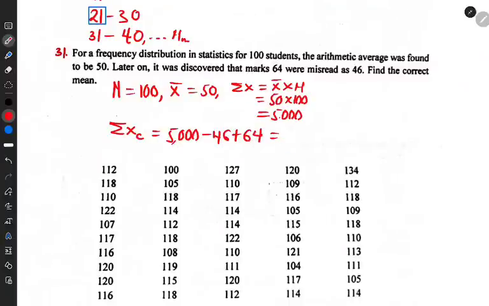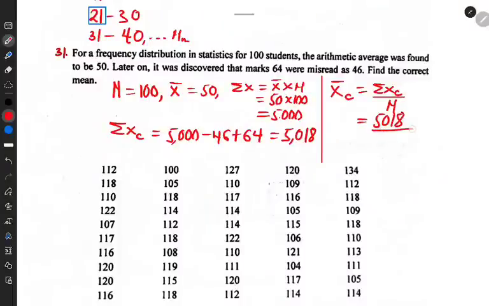And we're supposed to get a total value of 5,018. Once we get 5,018, we can then find the correct mean. So the correct mean, x bar subscript c, is supposed to be equal to the correct sum divided by n. The correct sum was 5018 divided by 100. So we're supposed to get 50.18. This is supposed to be the correct mean for this particular set of data.